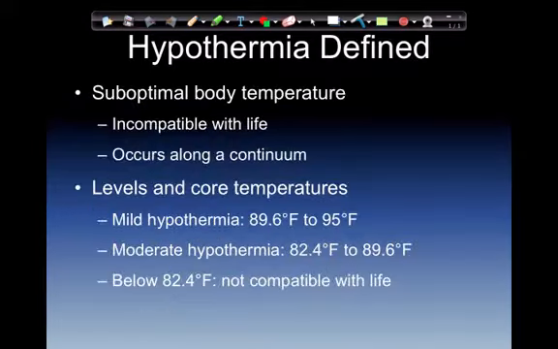Hypothermia defined: suboptimal body temperature, incompatible with life, occurs along a continuum. Levels of core temperatures: mild hypothermia, body's core temperature drops between 89.6 degrees Fahrenheit and 95 degrees Fahrenheit. Moderate hypothermia, core temperature is between 82.4 and 89.6. Prolonged core temperatures below 82.4 are not compatible with life.